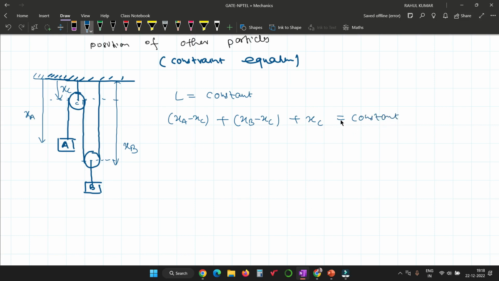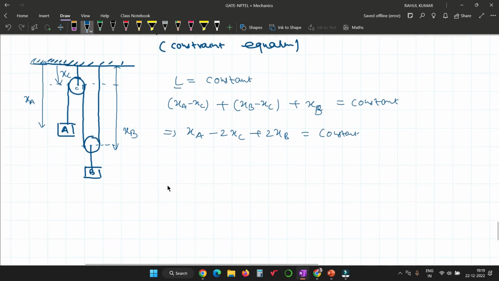Is there any problem in writing this? Because I want to write the length of this whole string, and here I am assuming that the position of this block A from the reference line is XA, the position of this pulley from the reference line is XC, and similarly the position of this pulley from this reference line is XB. Now I want to find the length of this string. The length of this string is XA minus XC, and this length is XB minus XC, and this is XB, not XC. So now that is XA minus 2 times XC plus 2 times XB equal to constant, right?